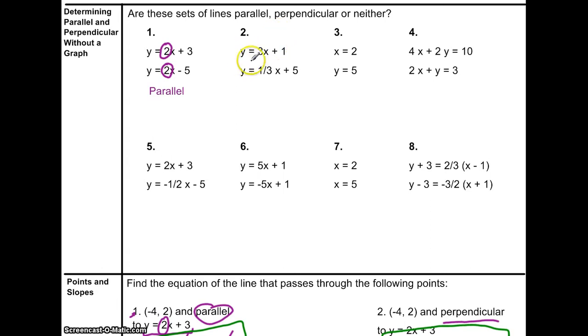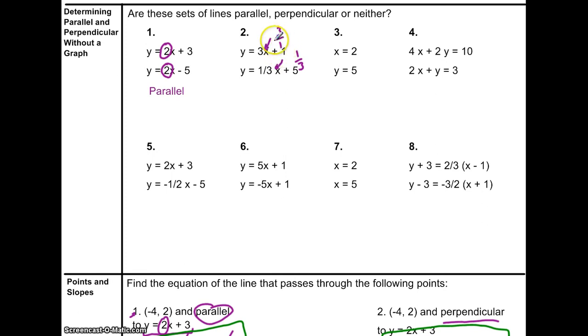In 2, we've got y equals 3x plus 1 and y equals 1/3 x plus 5. Now you might think those two lines are perpendicular to each other. After all, the slope of the first line is 3, or 3 over 1, and the slope of the second line is 1/3, or 1 over 3. Now those two slopes are reciprocals of each other. The fractions have been flipped over, where the numerator and the denominator have been switched. But remember, for perpendicular slopes, they need to be opposite reciprocals.